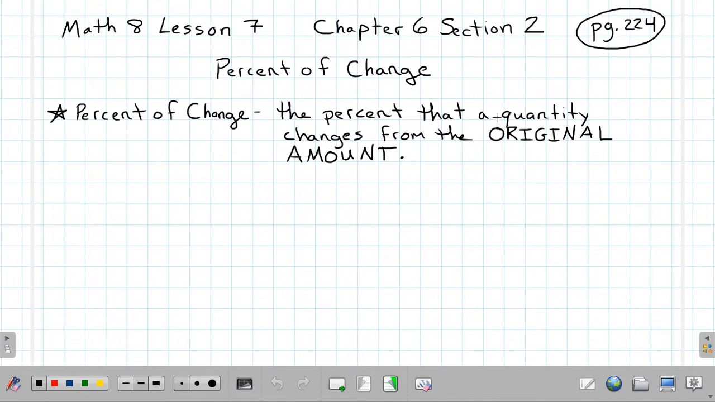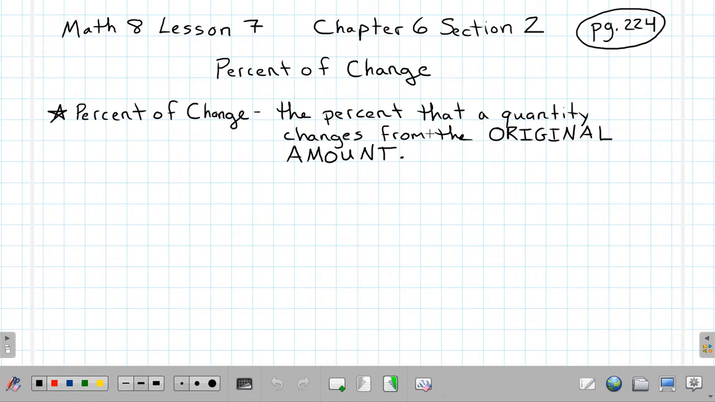The only difference is instead of saying how much something changes, we're going to be talking about it in terms of percent. So by what percent did something change? Once again, percent of what? Well, it's the percent that a quantity changes from the original amount. So we're going to be taking a percent of the original amount, whatever the amount is that we're talking about.